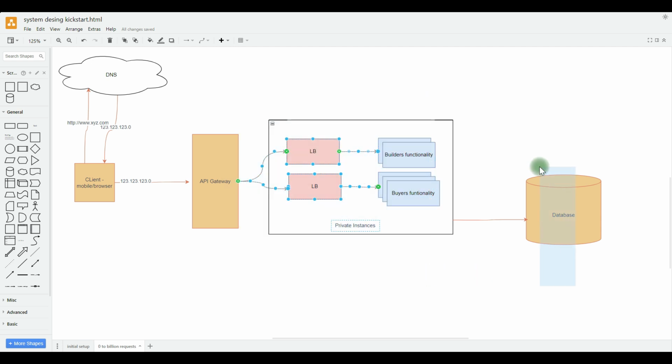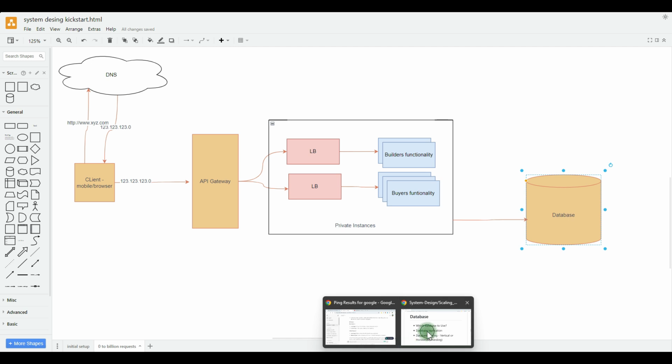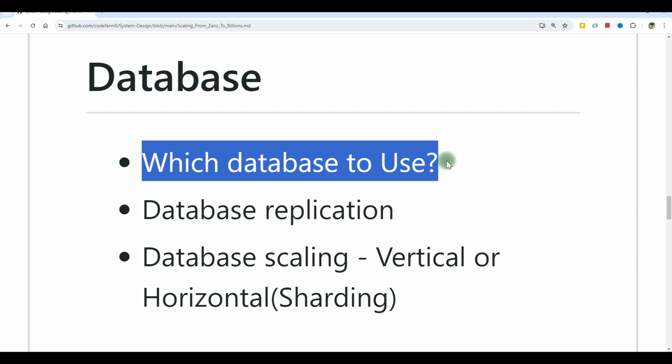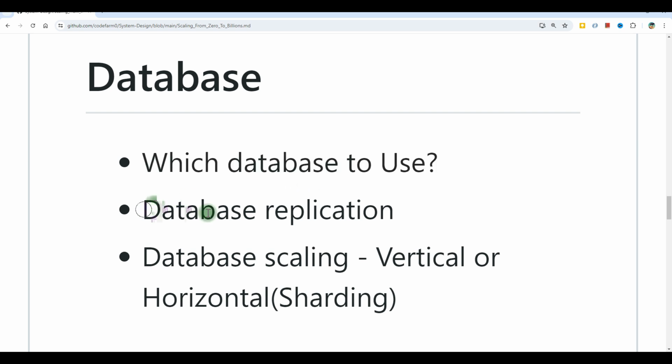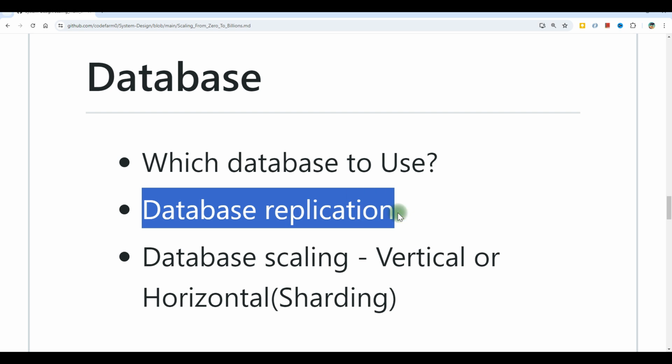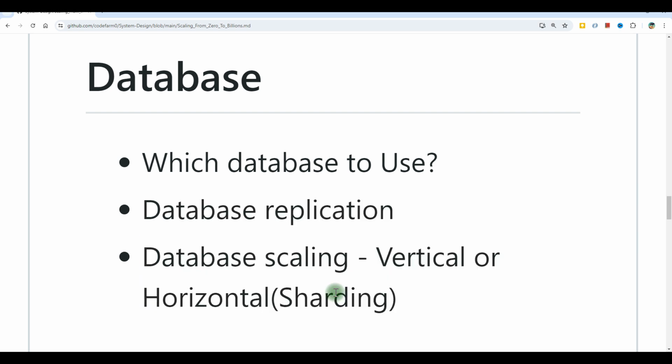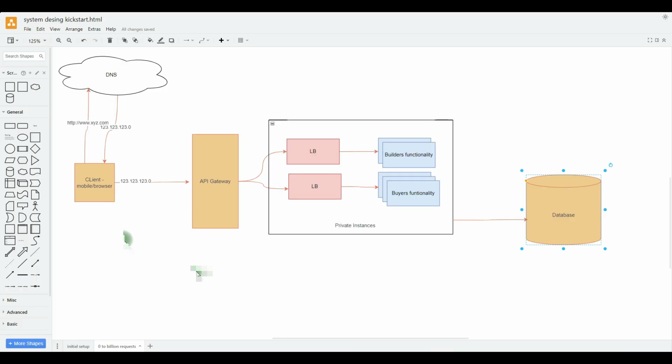The next layer is the database. Very important. Whenever we have to persist data, the data tier plays that important role. In this video we are going to see the different kinds of databases, database replication and how it will help us achieve our purpose, and database scaling, vertical or horizontal, and the sharding concept. So let's come back to this one.